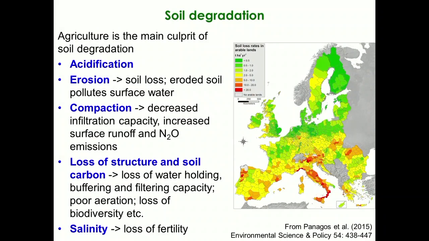And finally, salinity, which we'll come to in a moment, which can be induced both naturally, but also artificially through poor irrigation, will also damage soils because it reduces the ability of plants to grow in that soil, and also microorganisms and other invertebrates living in that soil. So there's a whole host of different types of degradation and processes, and overwhelmingly it's agricultural practice that's driving this soil damage.